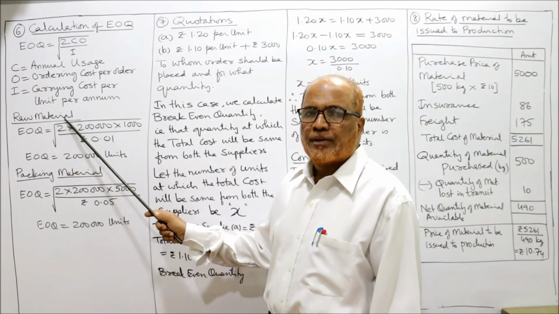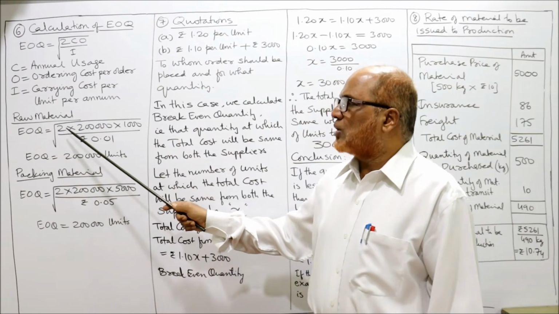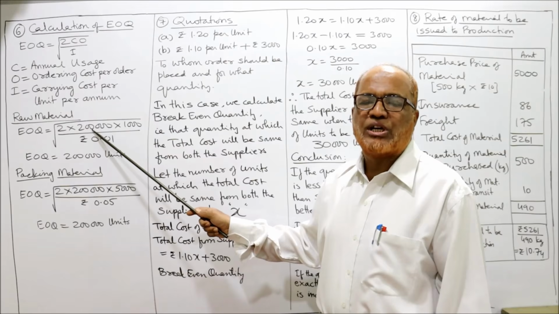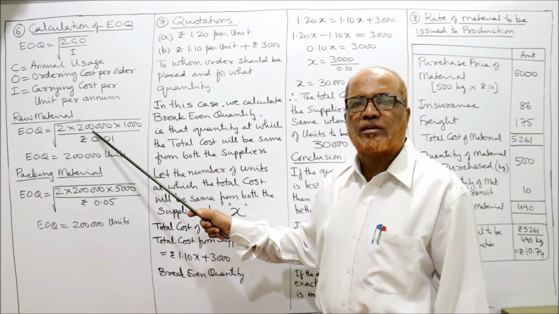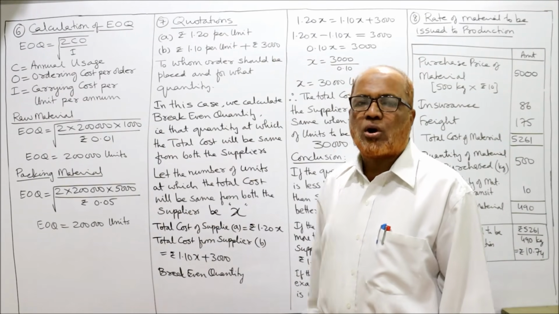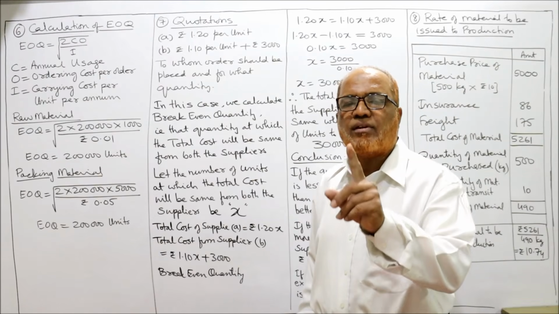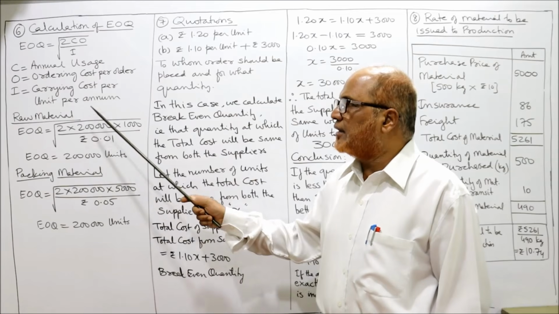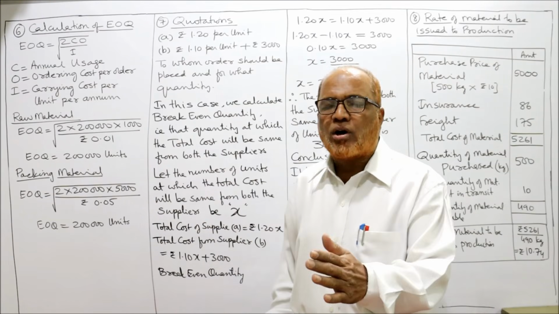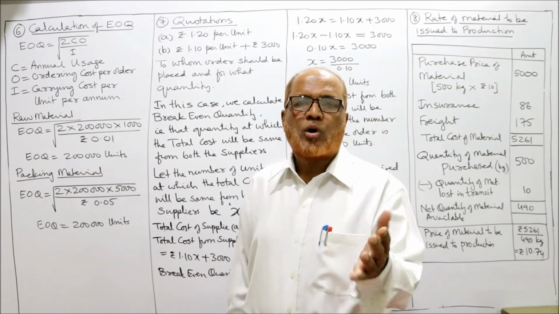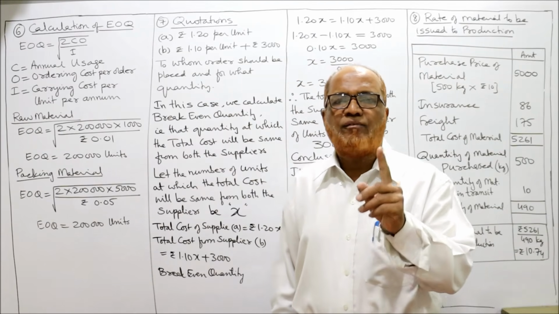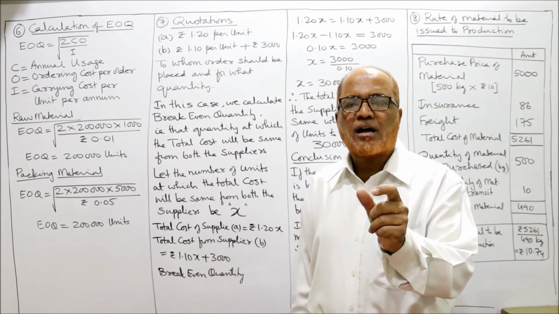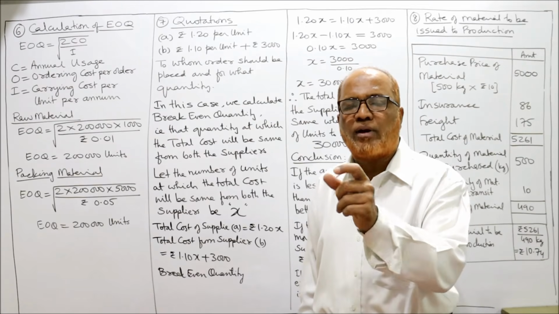Now raw material. For raw material, EOQ is equal to 2 into annual usage. How much is the annual usage? 2 lakh units given in the problem. Ordering cost for raw material is given 1000 rupees. So 1000 rupees I have taken. Denominator I stands for carrying cost per unit per annum, the cost of holding the inventory. It is given 1 paisa. 1 paisa means 0.01 rupee.